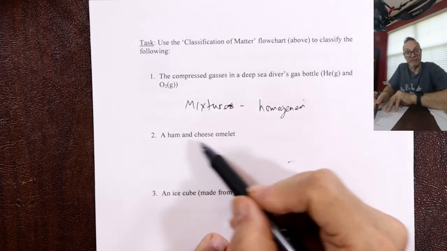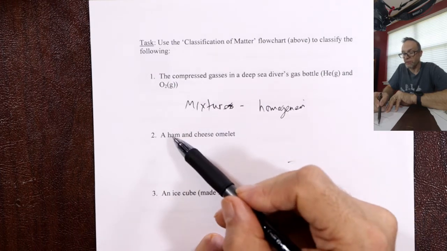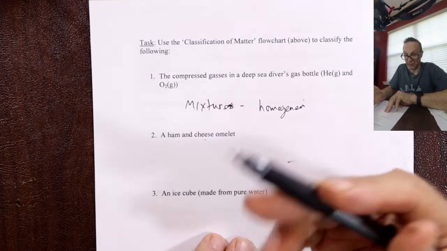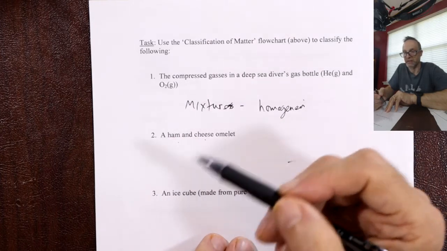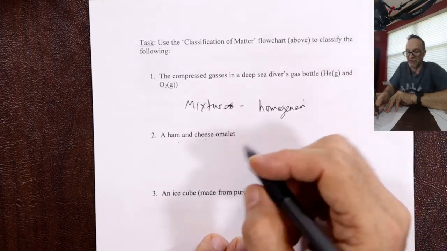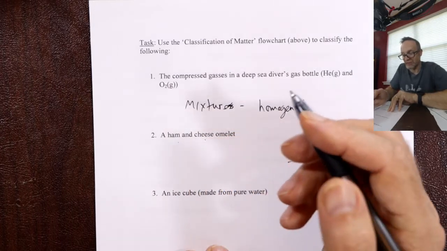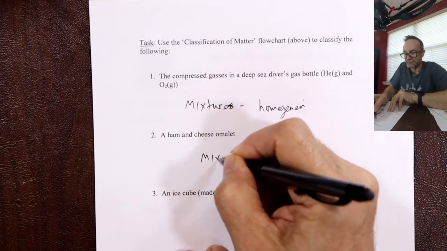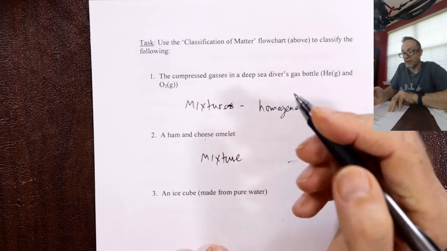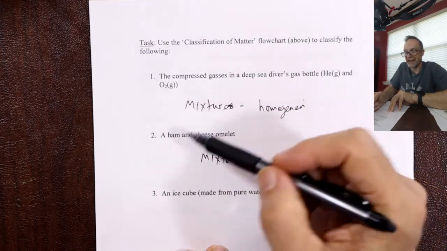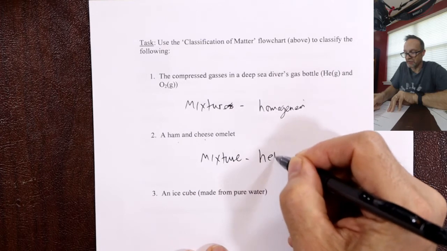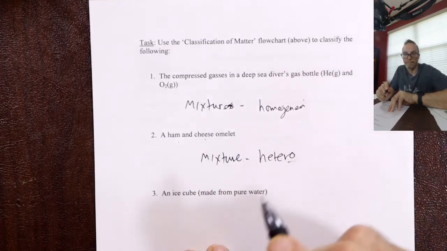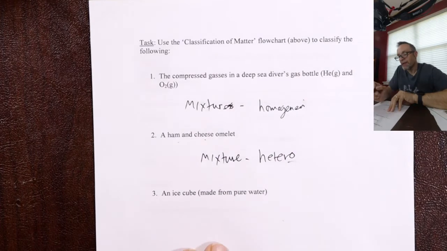Ham and cheese omelette, obviously that's a mixture. Whenever you have food, all foods are very complex mixtures in themselves. So ham's got protein, fat, and other things in it. Cheese, fat, protein, carbs, all kinds of stuff. So that's a mixture of mixtures. So foods are always a mixture. Is it homogeneous or heterogeneous? Well, ham, egg, cheese, egg, so it's hetero, because you can see the different parts.